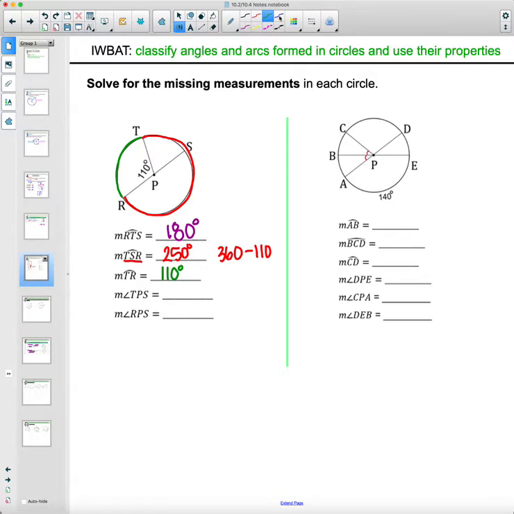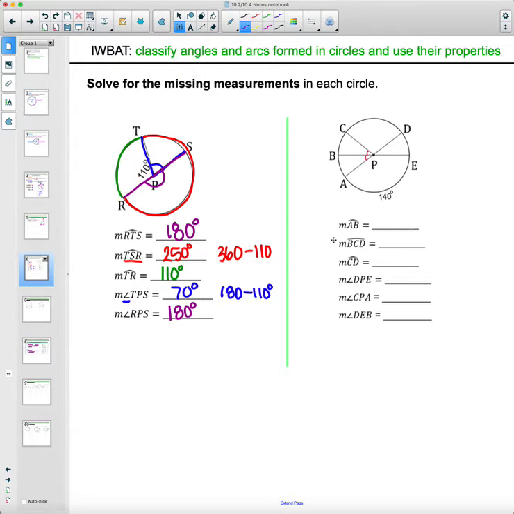Then angle TPS wants this one. This is a linear pair with the 110. They make a straight line, and remember, a linear pair is 180 degrees. So we'll do 180 minus 110 to figure out this little piece as 70 degrees. And then angle RPS. Well, that's a straight line, so that angle is going to be 180 degrees.